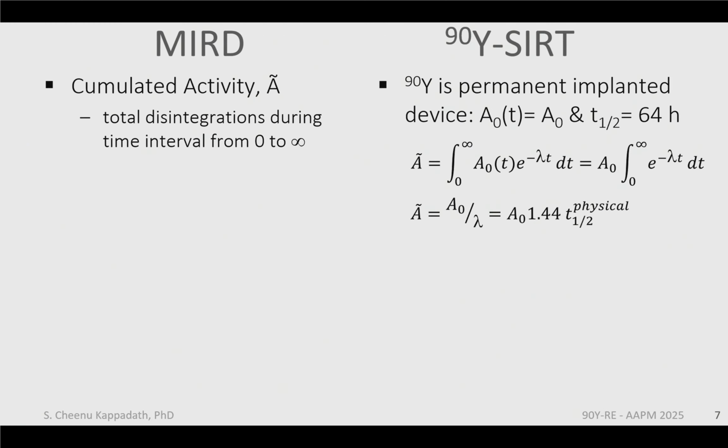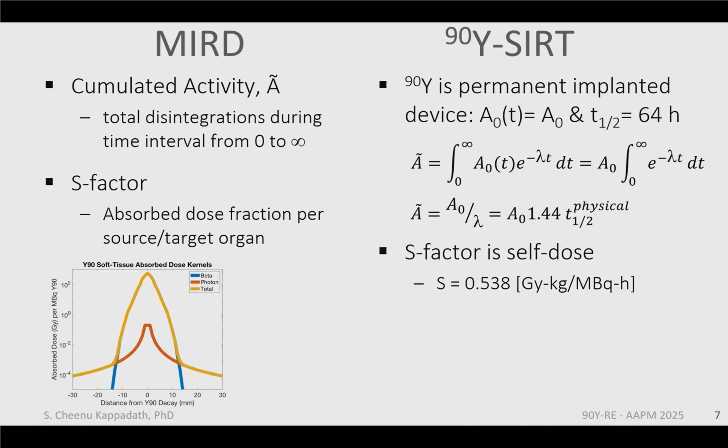So let's bring up how we actually do those calculations. This is a session that leads from Y90 to RPT, so I thought I'd bring in the MIRD formalism a little bit. In MIRD, we know the dose is the cumulative activity times the S factor. For Y90, it's a permanent implant, so we can do a very simple integration and determine the cumulative activity. Then we have to understand the S factor in terms of the dose.